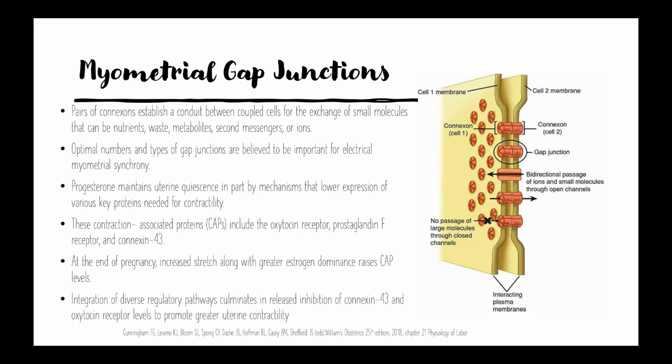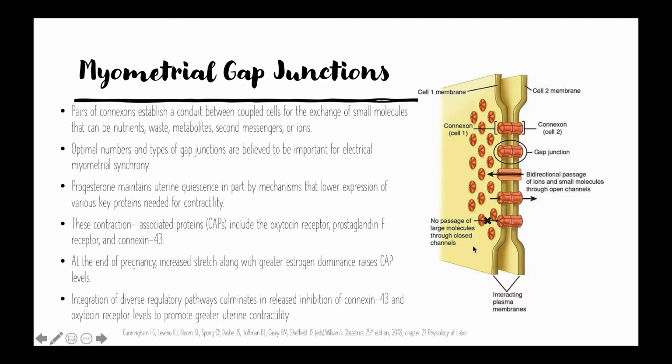Pairs of connexons establish a conduit between coupled cells. So this is one connexon here, and this is another connexon here, so a paired connexon there. So this establishes a conduit between the coupled cells. This is one cell membrane, and this is the second cell membrane. And pairing of these two connexons establishes a communication or conduit between these two cells. Now, optimal numbers and types of gap junctions are believed to be important for electrical myometrial synchrony.